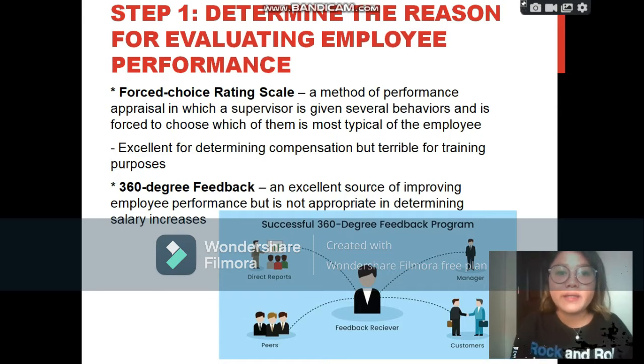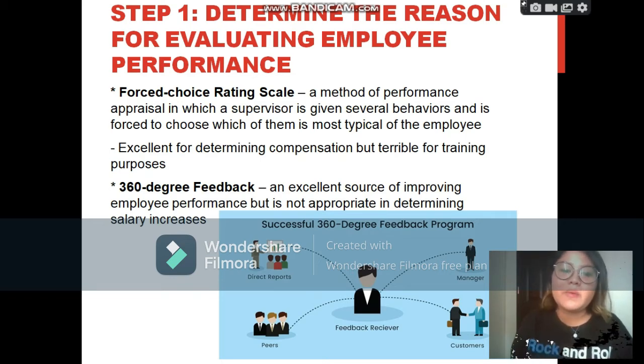Okay, for step one, which is to determine the reason for evaluating employee performance. Okay, so we have what we call the forced choice rating scale. So in this kind of method of performance evaluation, the supervisor will be given several behaviors, and they are forced to choose which among the employees has the typical behavior that has been provided. Okay, so this one is excellent for determining compensation, but it is terrible for training purposes.